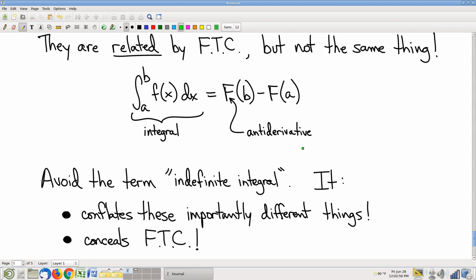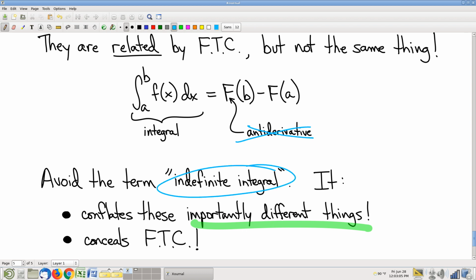It remains that these are importantly different things, right? And if we use indefinite integral instead of antiderivative, that makes it sound like antiderivatives are integrals, which they aren't. So these are importantly different things, and the terminology here, indefinite integral, conceals that.